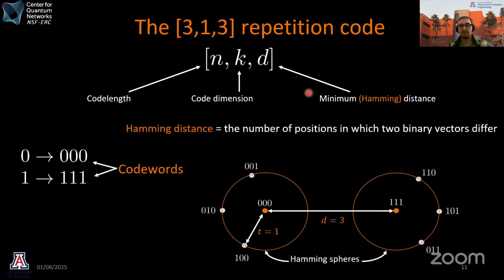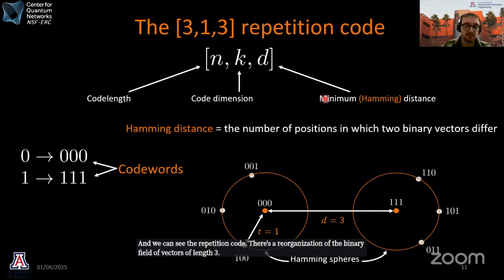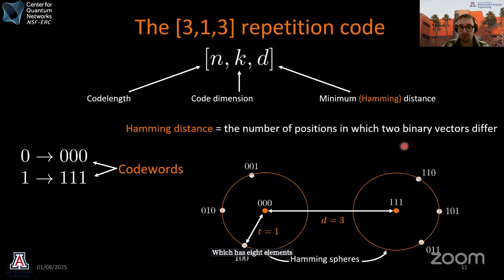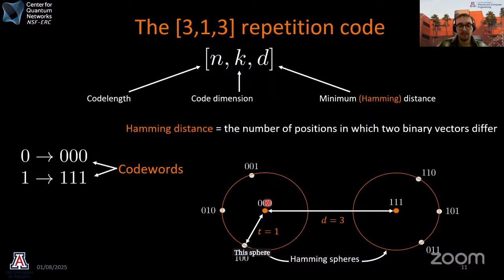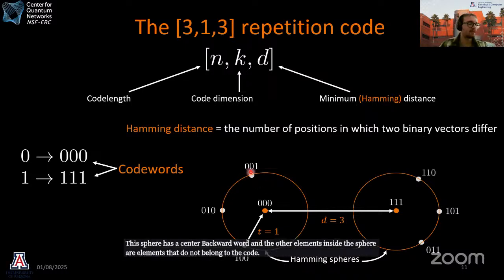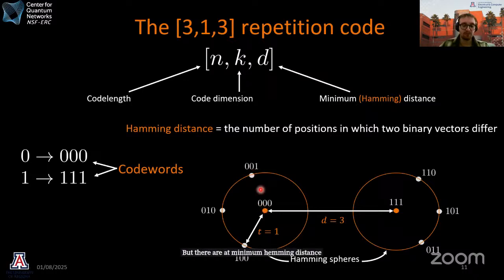And we can see the repetition code as a reorganization of the binary field of vectors of length 3, which has 8 elements, which are all depicted here. We can see it as reorganizing our space into 2 balls, or 2 Hamming spheres. Each sphere has as center a code word, and the other elements inside the sphere do not belong to the code, but are at minimum Hamming distance from these code words.